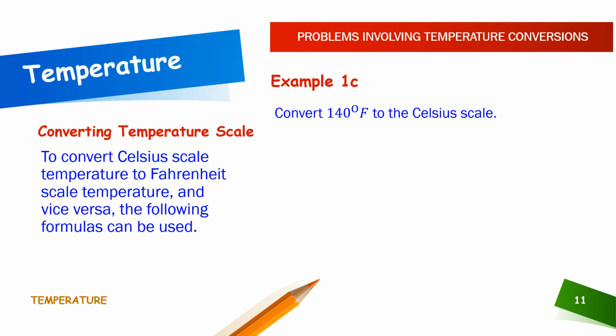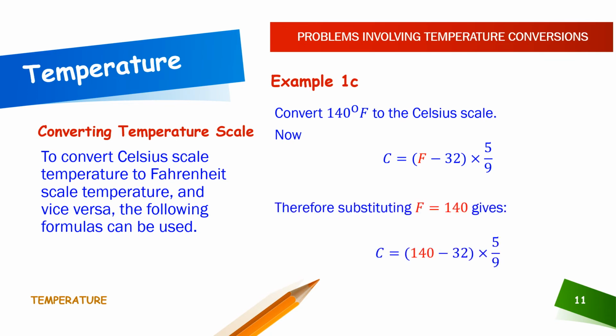And now for another example. We are required to convert 140 degrees Fahrenheit to the Celsius scale. So again, let's bring over the formula for Celsius. C equals F minus 32 times 5/9. And plug in F equals 140 to give the expression shown on your screen. Tidying up gives us that C equals 60 degrees centigrade or 60 degrees Celsius.